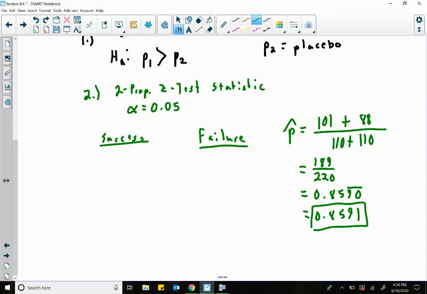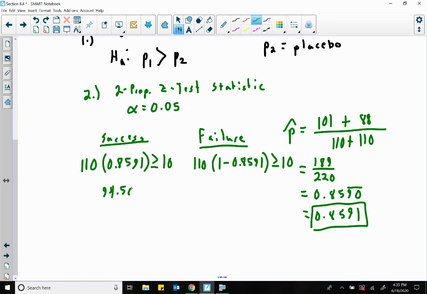So then now we've got to check both. We're going to take the total number of people for P1, which is 110. It's actually the same for both of them. And we're going to multiply that by 0.8591. And we want to know, is that greater than or equal to 10? And then we'll take 110 and multiply that by 1 minus 0.8591. And we want to know, is that greater than or equal to 10? Okay? So 110 times 0.8591 is 94.501. And again, we're talking about patients here, people. So you'll probably round that up to 95. Just read the fine print. And again, that's definitely bigger than 10.